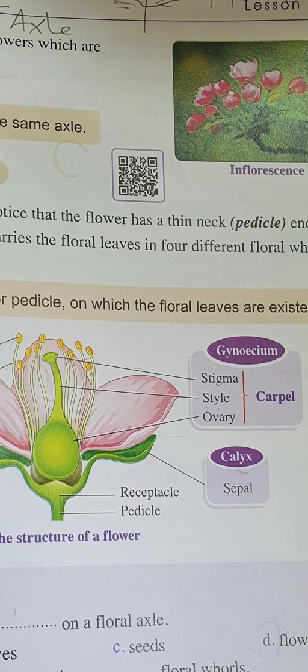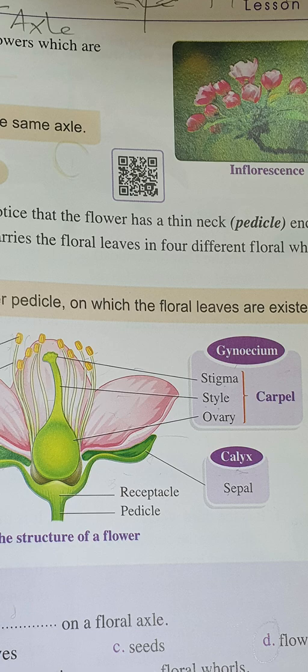The fourth whorl: if the flower is typical and has four whorls, it is called a bisexual flower. It has the male organ, the androecium, and also the female organ, which is called the gynoecium. The fourth whorl is called the gynoecium. It has many units called carpels.